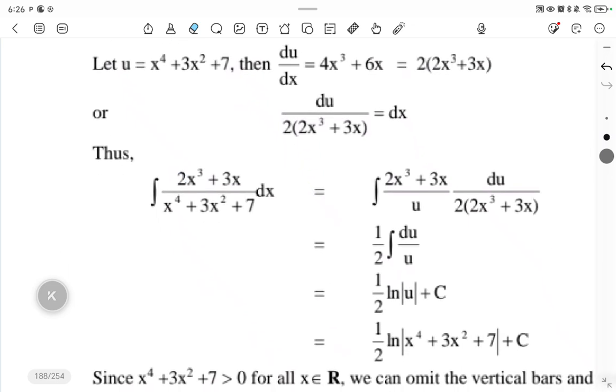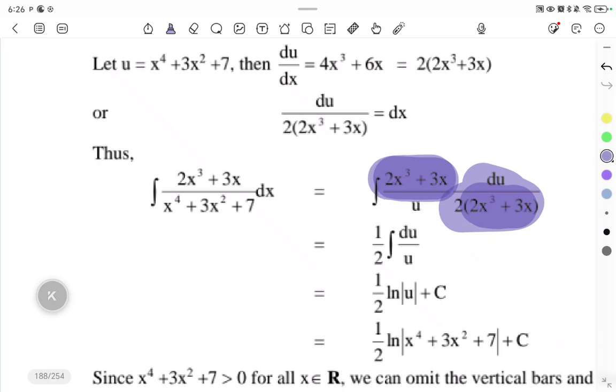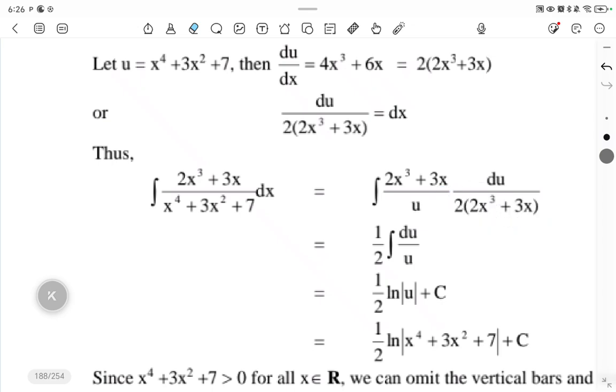So we substitute u here. Now we come and say, if I substitute dx, which is equal to this, now I know that this one will cancel out with this one. You see, right? These will cancel out. So now it means that after they cancel out, I'll be left with 1 over 2. I take it out as a constant, and the integral of 1 over u du.